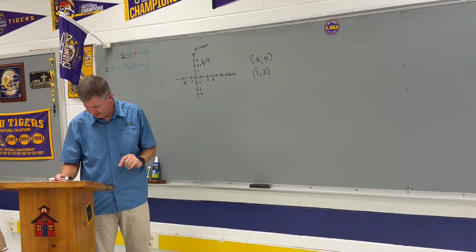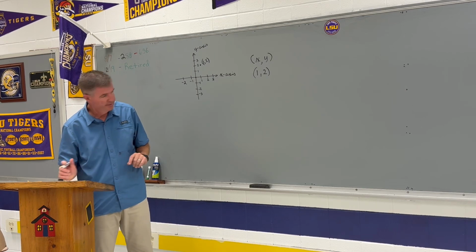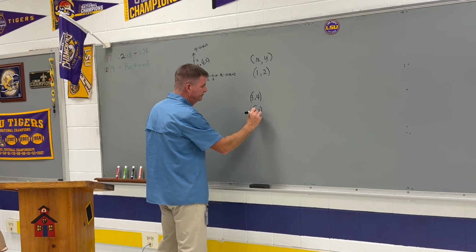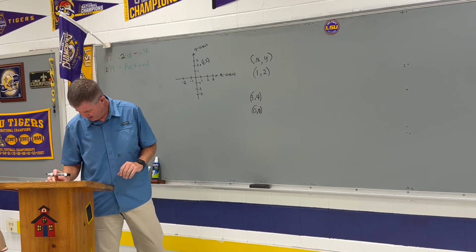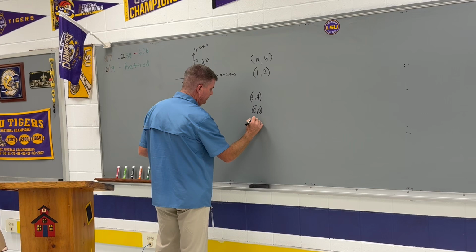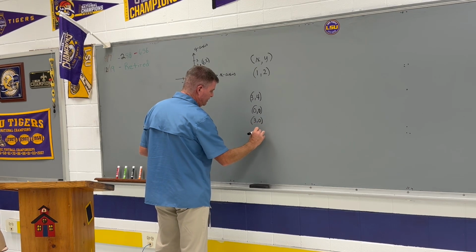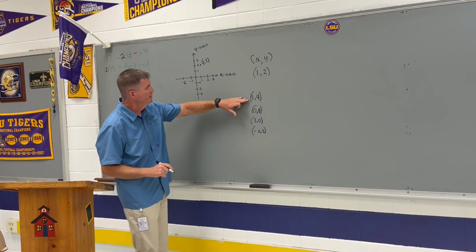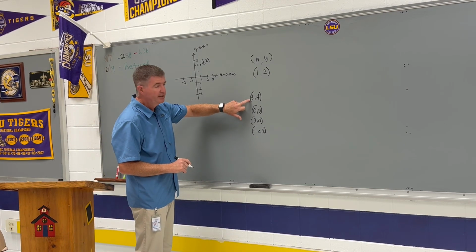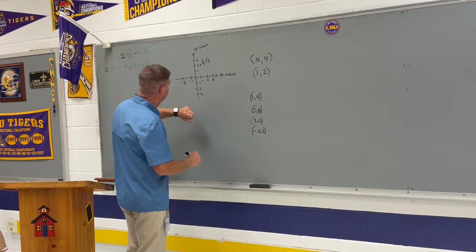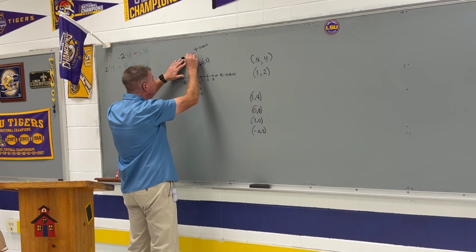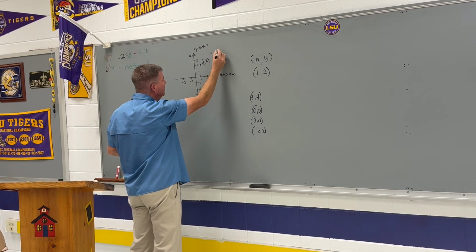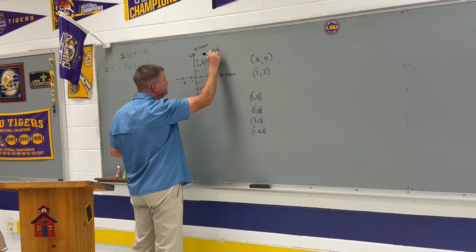Suppose I wanted to plot the points 3, 4, 0, 0, 3, 0, and negative 2, 3. If these were the points that we were looking at, first one, we have what? 3 on the x coordinate and 4 on the y coordinate. So we go to 3 for the x, 4 for the y. They would meet up here. This would be my ordered pair, 3, 4.